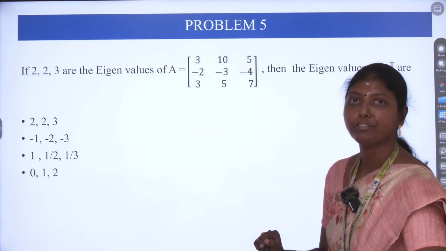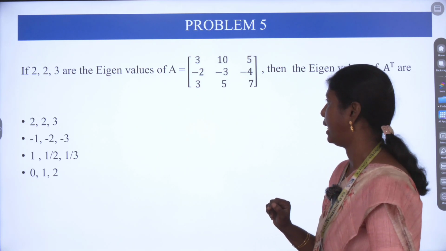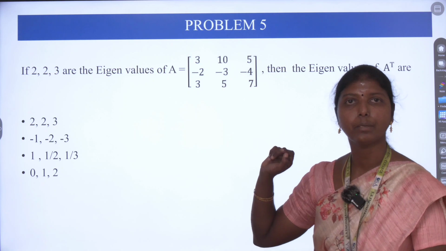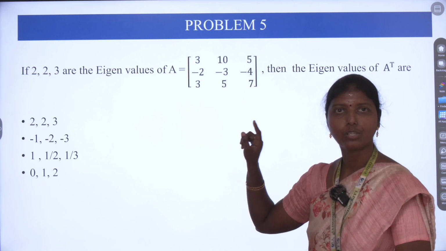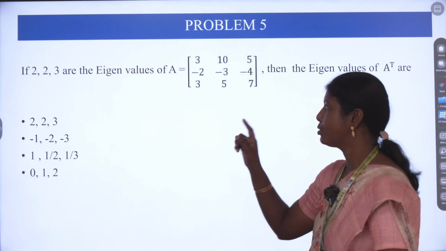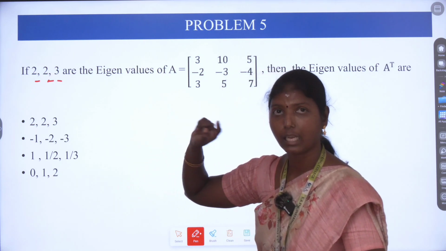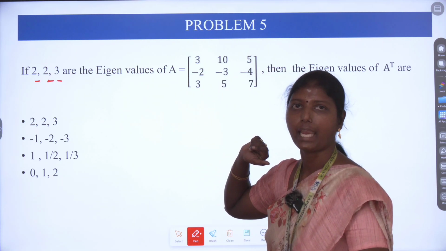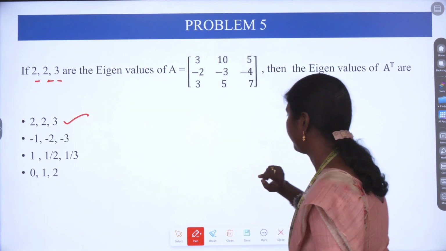Next problem: if 2, 2, 3 are the eigenvalues of the given matrix A, then the eigenvalues of A transpose are? We have already seen some properties. If lambda is an eigenvalue of A, then lambda is also an eigenvalue of A transpose. Lambda 1 equal to 2, lambda 2 equal to 2, and lambda 3 equal to 3 is given. So the same holds for the eigenvalues of A transpose, which means the first option: 2, 2, 3.